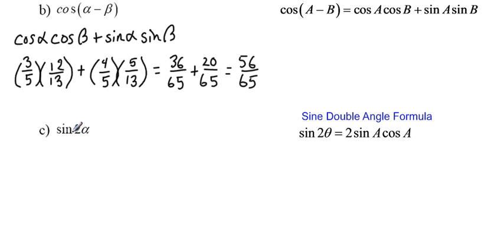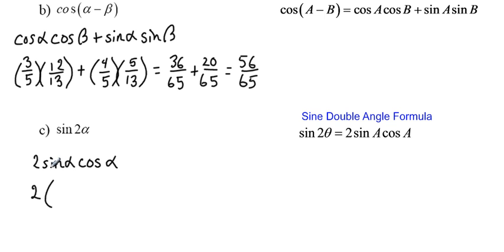Next up, we have the sine of 2 alpha, where we will use the sine double angle formula. So the sine of double an angle is 2 times the sine of the angle times the cosine of the angle. So the sine of 2 alpha will be 2 times the sine of alpha times the cosine of alpha. So let's go ahead and plug in.